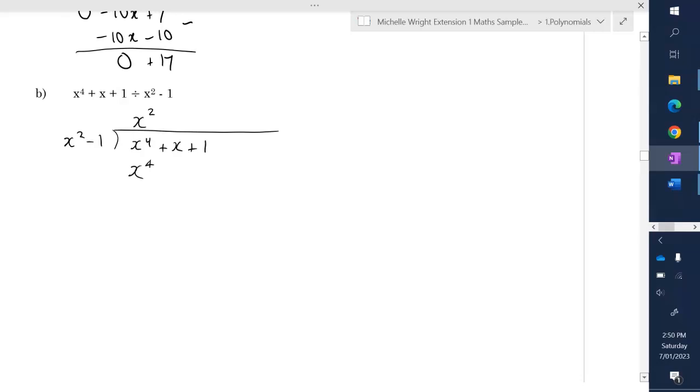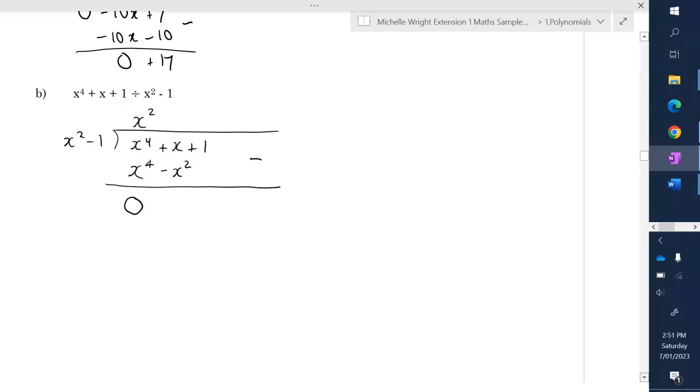X squared times minus 1 is minus x squared. Now, we're going to be subtracting the bottom polynomial from the top one. This is where there's a little something you need to be aware of. I can do the first step as I did before. X to the power of 4 take away x to the power of 4 is 0.